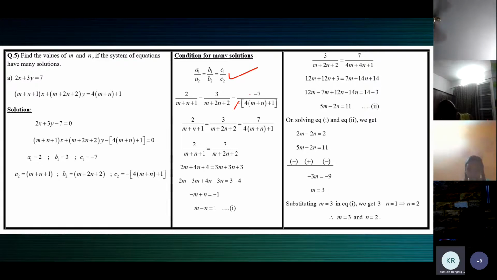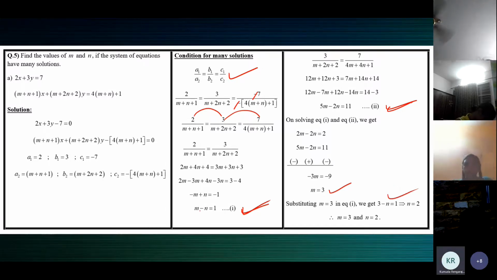Here the minus and minus sign gets cancelled. So we have this. Equate these two. Cross multiply and get the first equation in m and n. Then equate these two. Cross multiply and get the other equation in m and n. Now solve these two equations and find the values of m and n.